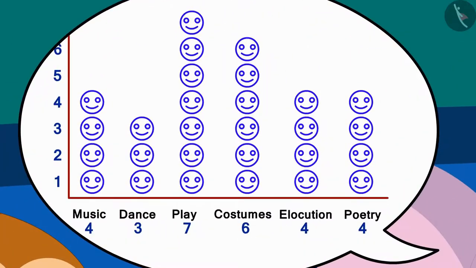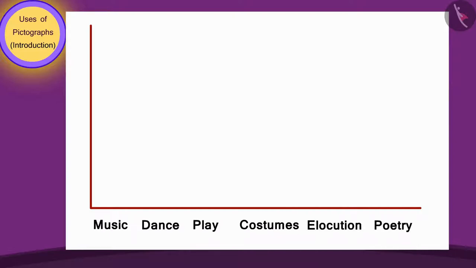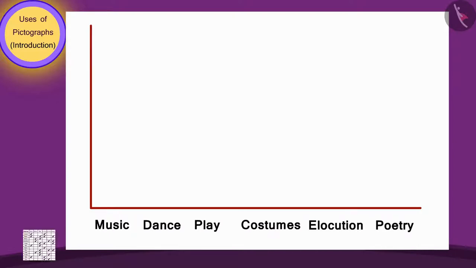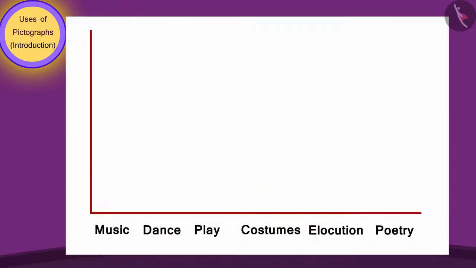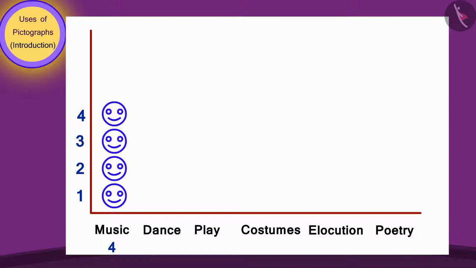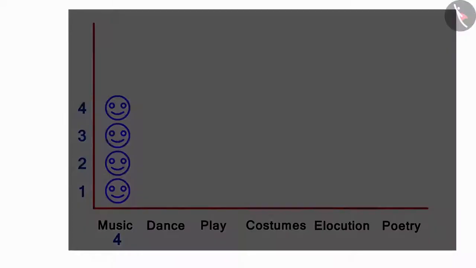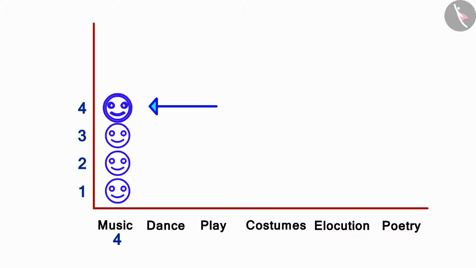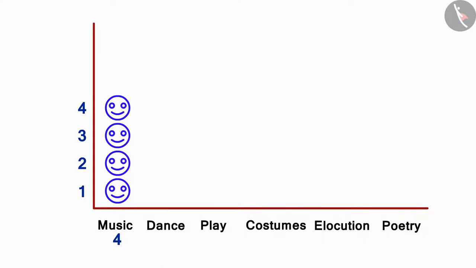"Come, first let me teach you how to make this. See, I have written the names of the programs on a horizontal line. Then I counted the symbols made under the singing program in your table and drew equal number of faces on top of the singing program in my pictograph." "But what are these faces, Appu?" "I have used the symbol of a face here to show every child participating in the program. You can use any symbol."